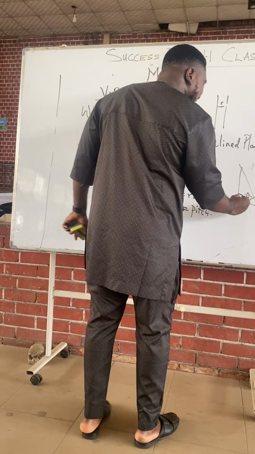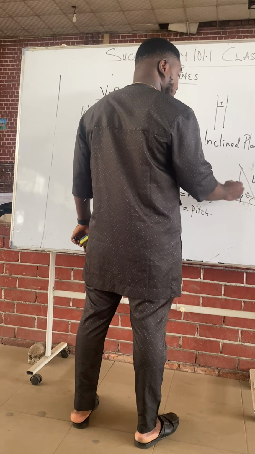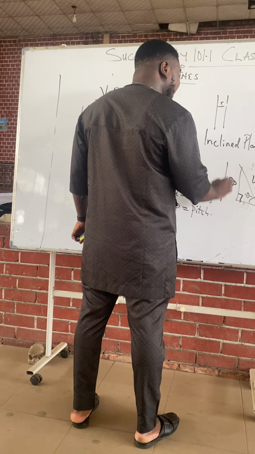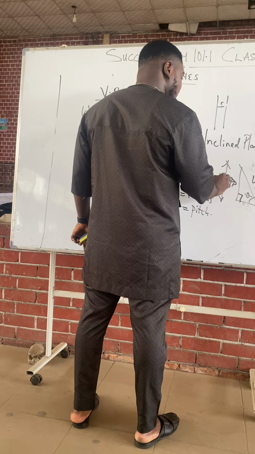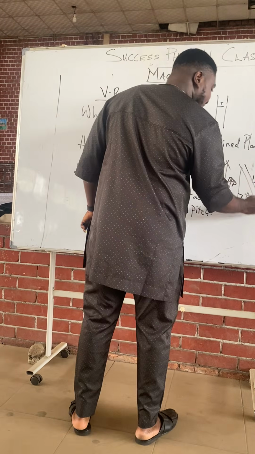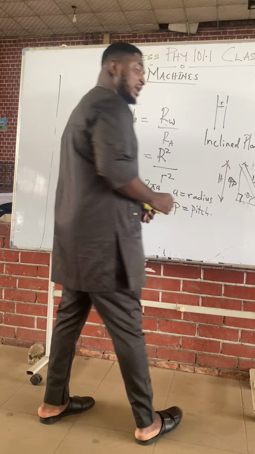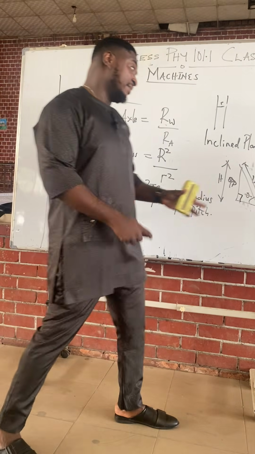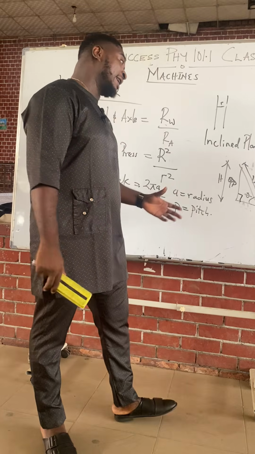If they don't give you theta, class, this is the hypotenuse, this is the opposite. This is the height of the inclined plane, and this is the length of the inclined plane. This is the length of the inclined. Class, sometimes they can give you a question and they will not give you theta, and say find the velocity ratio of an inclined plane.